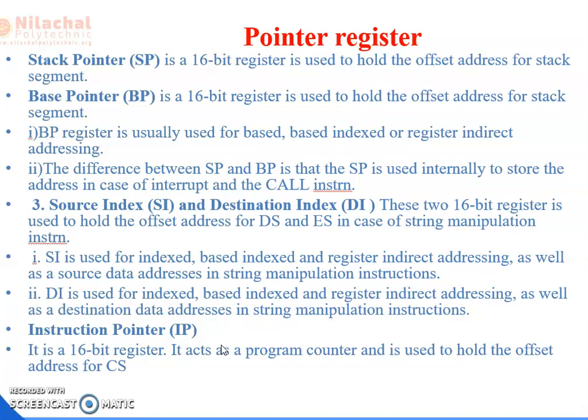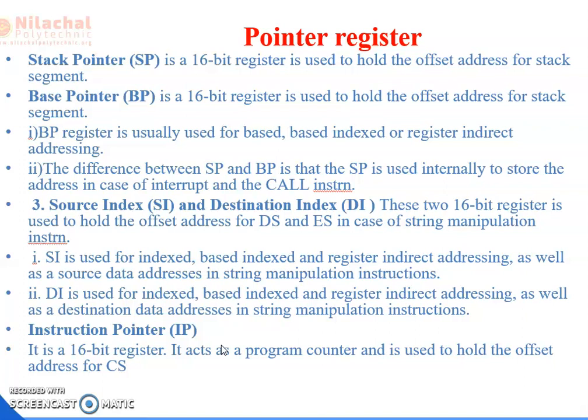Then source index and destination index. These two 16-bit registers are used to hold the offset address for DS and ES in case of string manipulation instructions. SI is used for indexed, base index and register indirect addressing as well as a source data address in string manipulation instructions. DI is used for indexed, base index and register indirect addressing as well as a destination data address in string manipulation instructions.